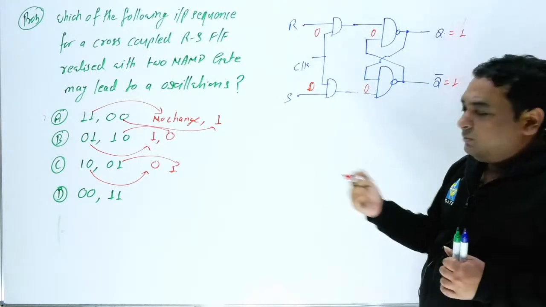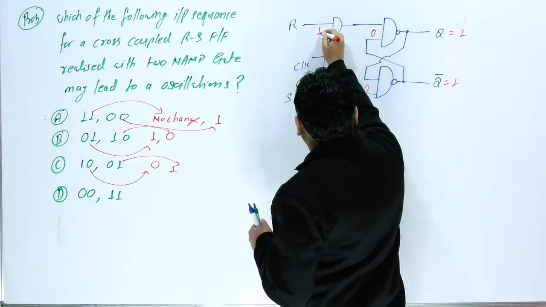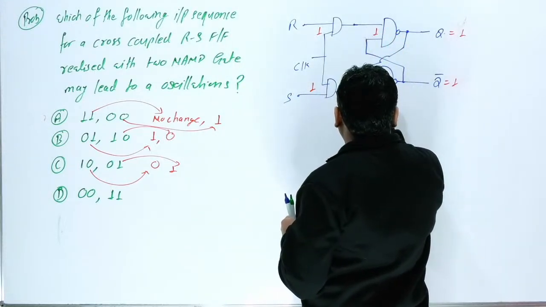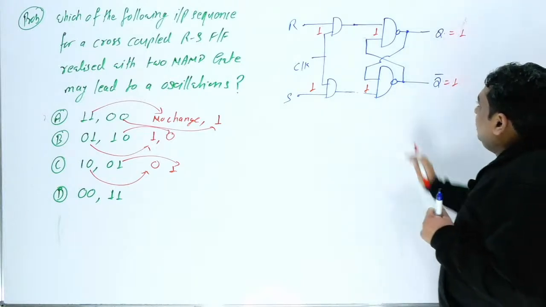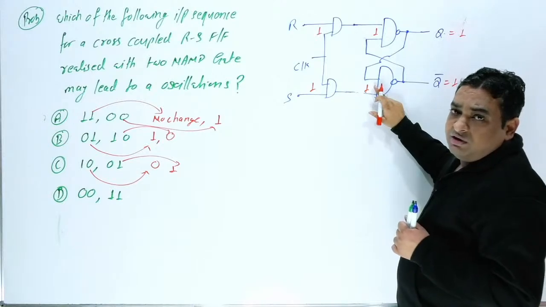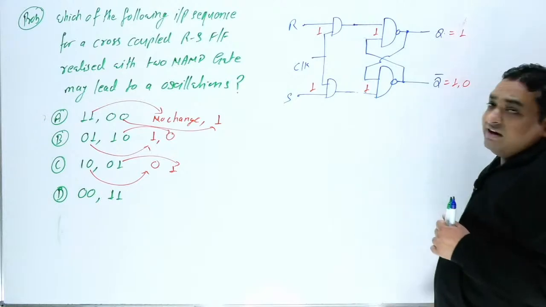Now suddenly if you change this input to 1 1, then in the next clock you will get 1 1 here. And if this is 1 1, you are getting 1 dot 1, 1 dot 1 bar, so you will get 0 here.